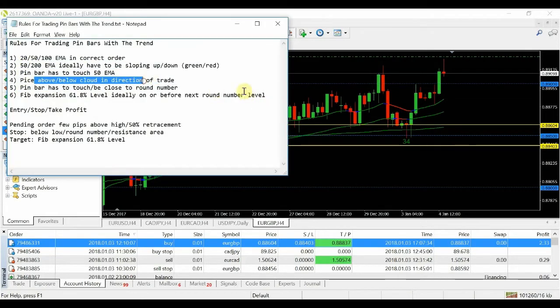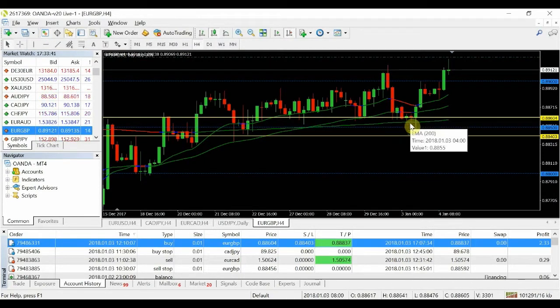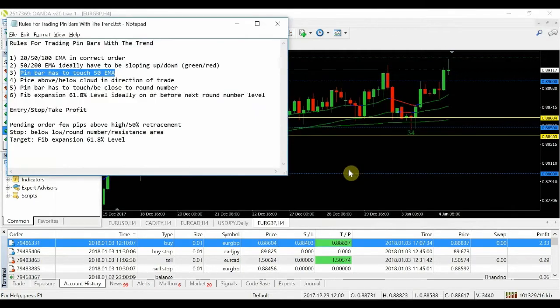Price above or below the cloud, we talked about that. Sorry, we're on number 3. The pin bar candle has touched the 50 EMA. Price has actually retraced lower than the 50 EMA and hit the 200 EMA, which is even better for me, because I think the 200 EMA will probably stand a lot more resistance than the 50 would. It's just something I've thought about in terms of getting in at a better price, as I've got quite a big pullback that I want to get in.